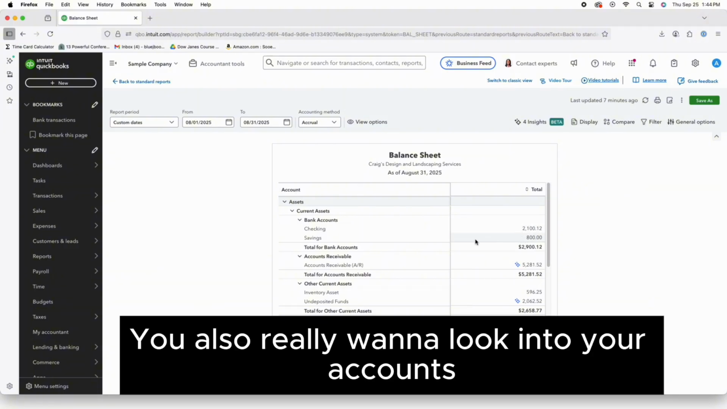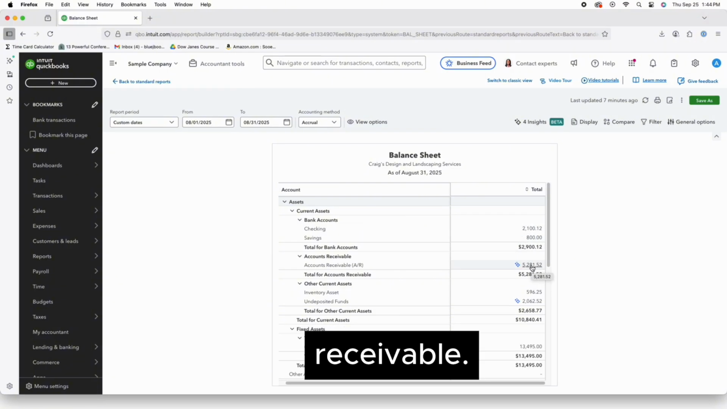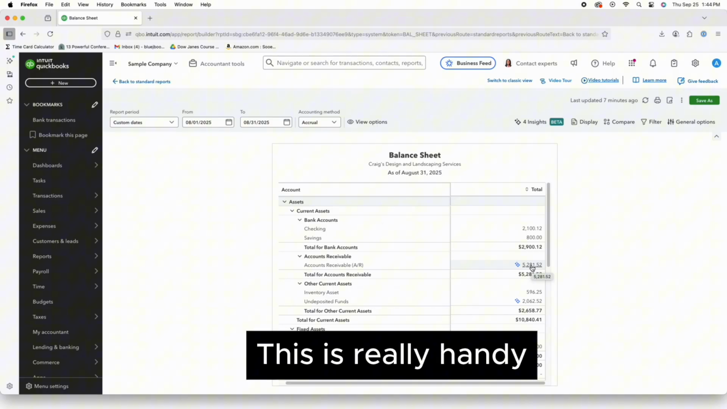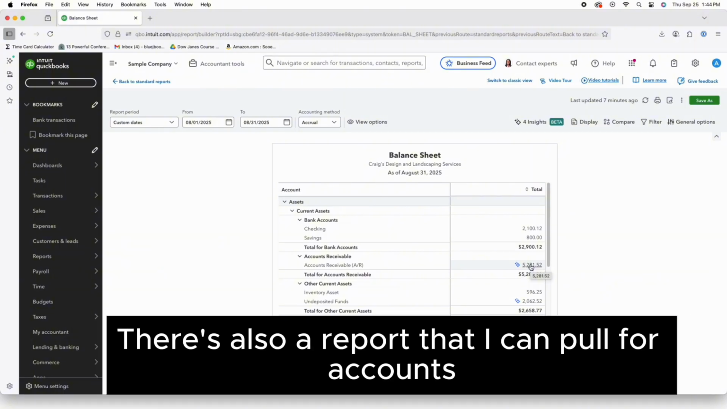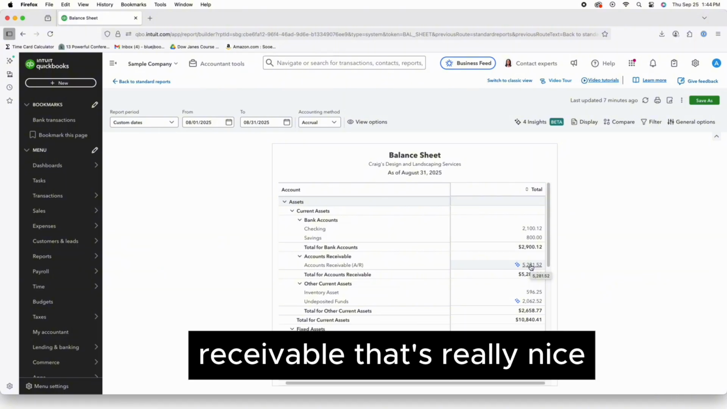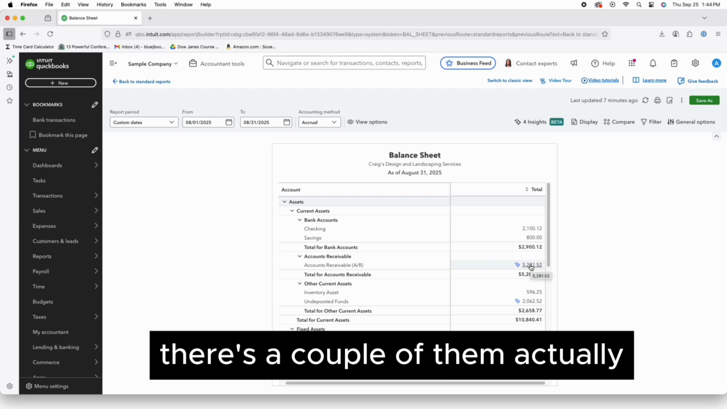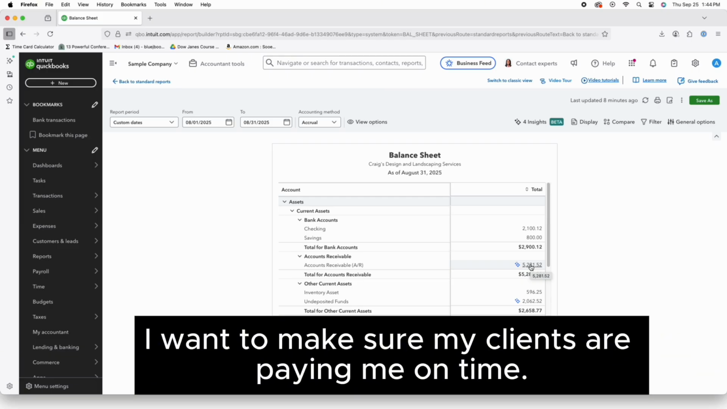You also really want to look into your accounts receivable. This is really handy because I can click on this and see what is in here. There's also a report that I can pull for accounts receivable that's really nice. There's a couple of them actually, but I want to make sure my clients are paying me on time.